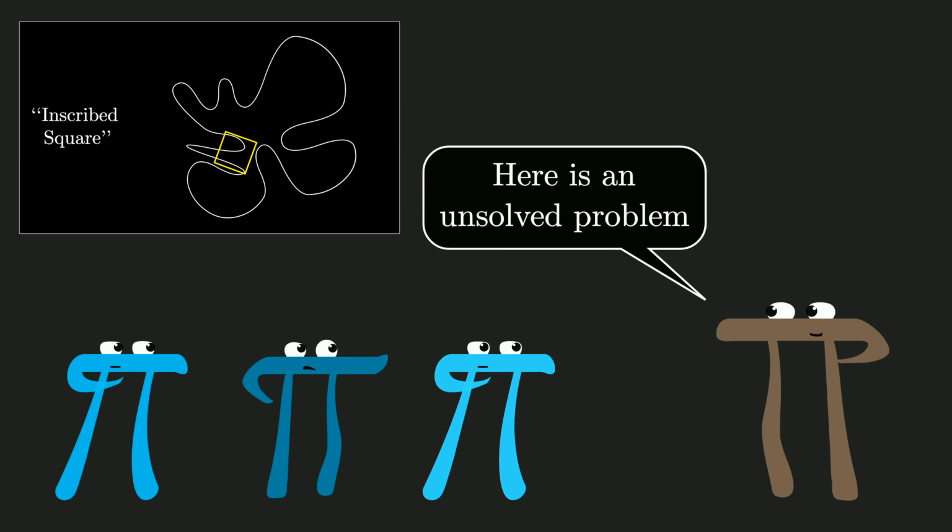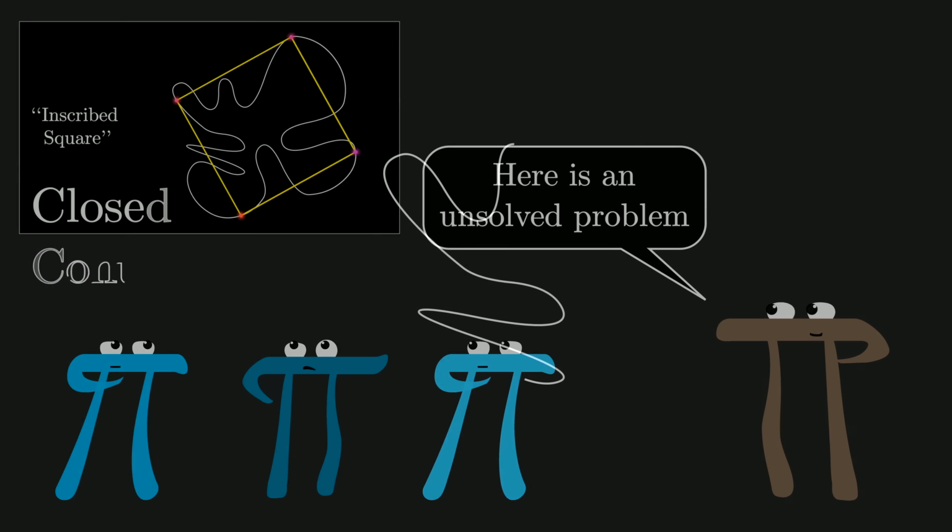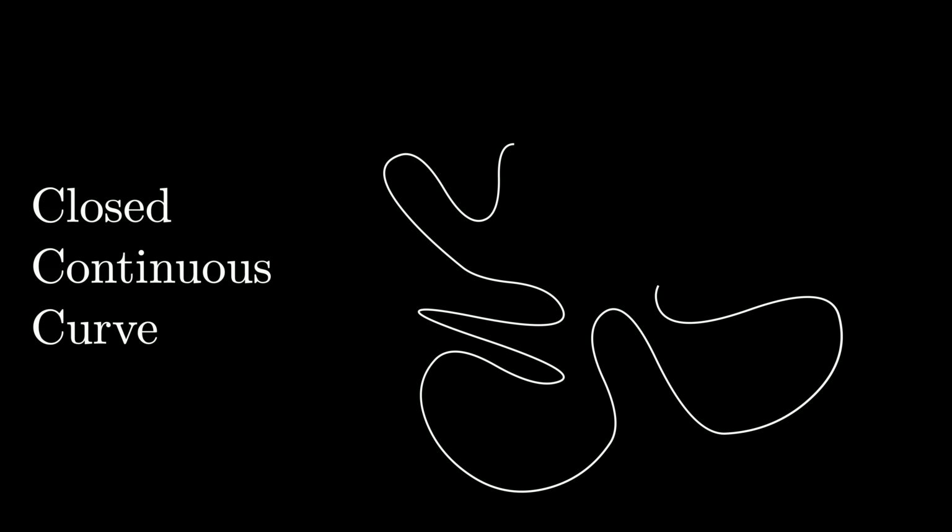Here's a question that nobody in the world knows the answer to. Suppose you have some closed continuous curve, which essentially means some squiggle you could draw on paper without lifting the pen, that ends where it starts.